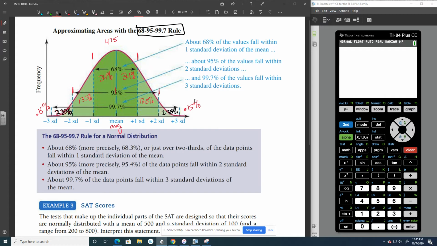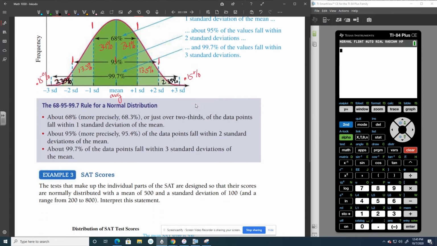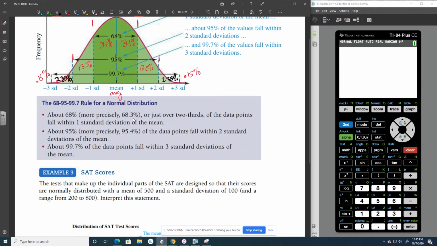Okay, so 68% of our data is within 1 standard deviation. 95% is within 2, and 99.7 is within 3. And those, we're rounding the numbers a little bit. It's actually 68.3 and 95.4. For the sake of this assignment, we can go ahead and round those decimals.